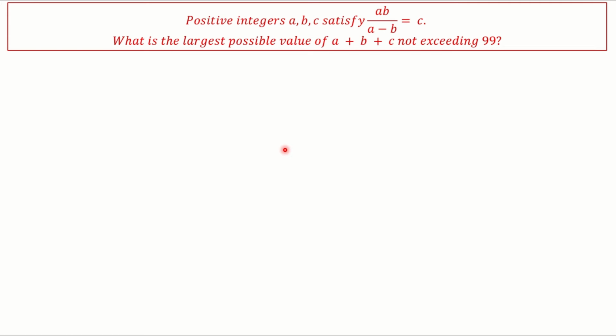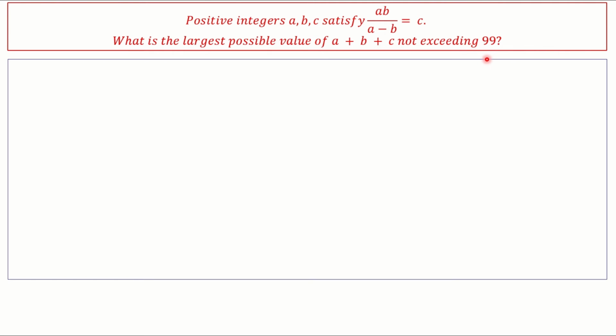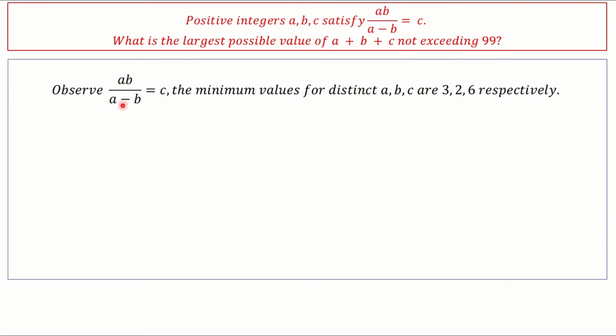Positive integers a, b, c satisfy ab by a minus b equal to c. What is the largest possible value of a plus b plus c not exceeding 99? Okay, so this looks a little simple to me looking at the equation, because it looks very odd, right? Observe that ab by a minus b equal to c. For this equation to be satisfied, let's take the minimum values. If all are one, possible? No. If a and b both are equal, no. A cannot be equal to B.